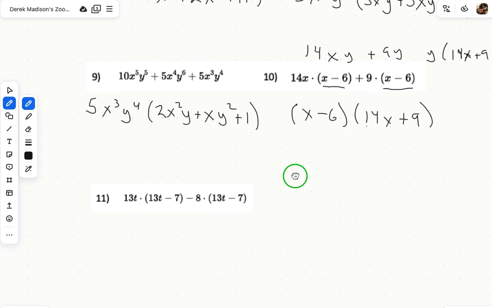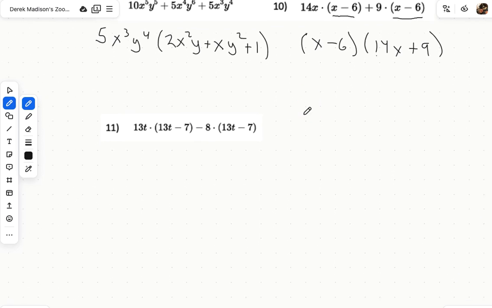And then this next one's the same deal. So here the GCF is the 13t minus 7, so we'll just bring that out front. And it leaves behind the other 13t and then minus 8. And that's it, it's factored. So that's greatest common factor. Again, really not super hard, but really important to look for that as we go through the rest of the chapter.